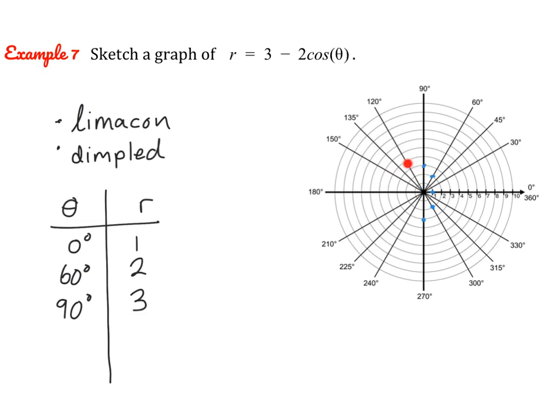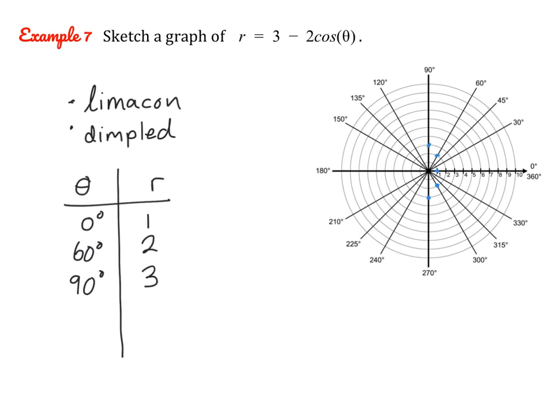Okay, so now we need to find a couple more points over here. So let's do 120, and we'll do 180. So the cosine of 120 would be negative 1/2. So this gives us -1, 3 minus -1 is positive 4. And the cosine of 180 is -1. So this gives us -2, 3 minus -2 is 5.